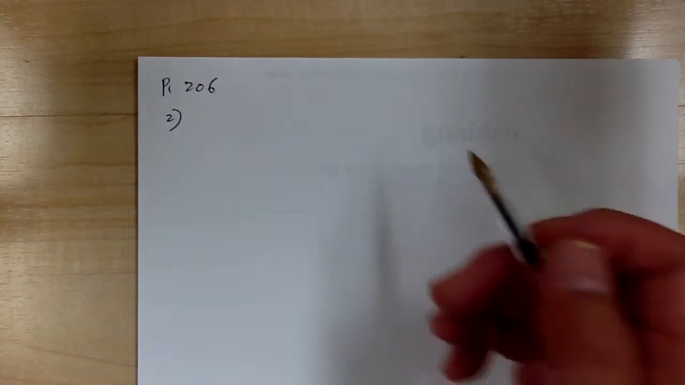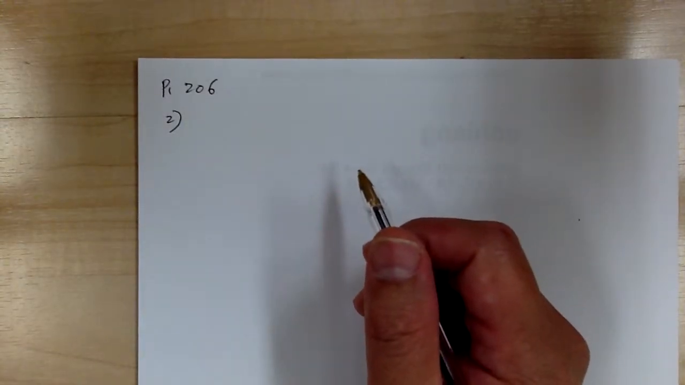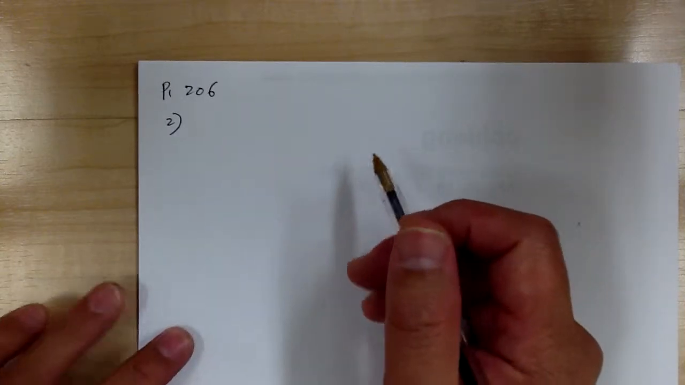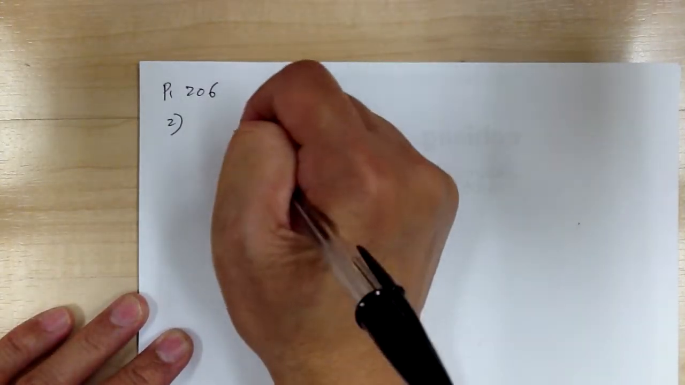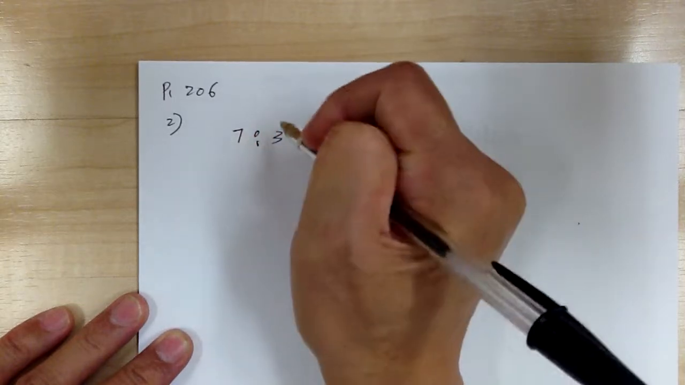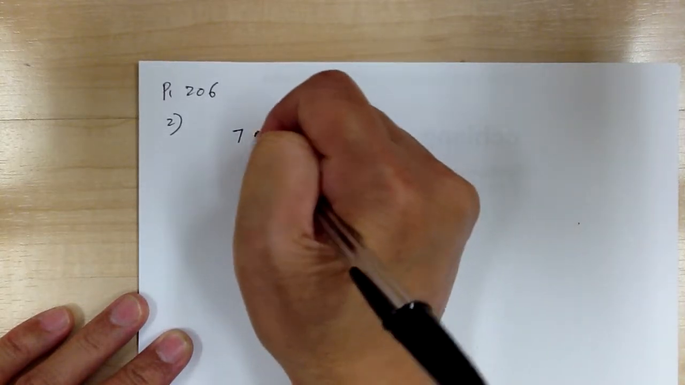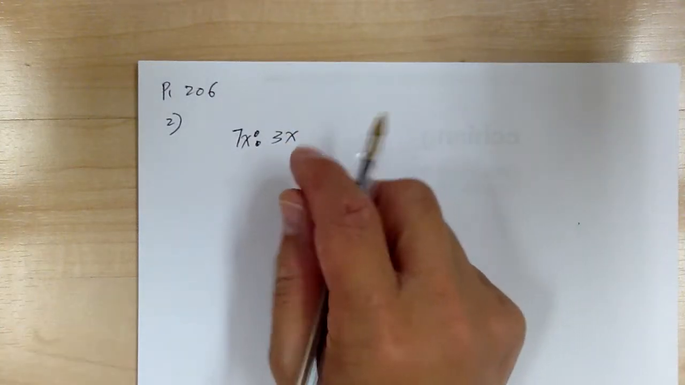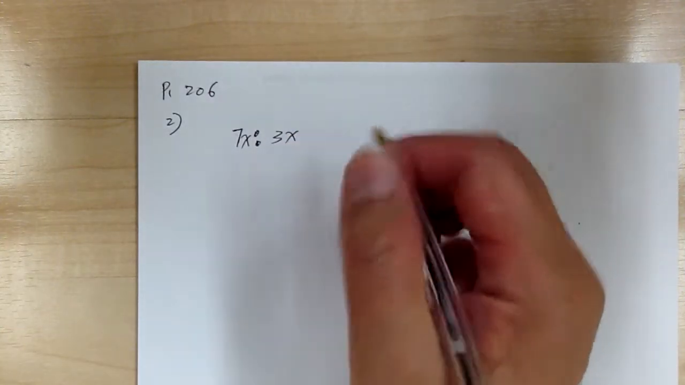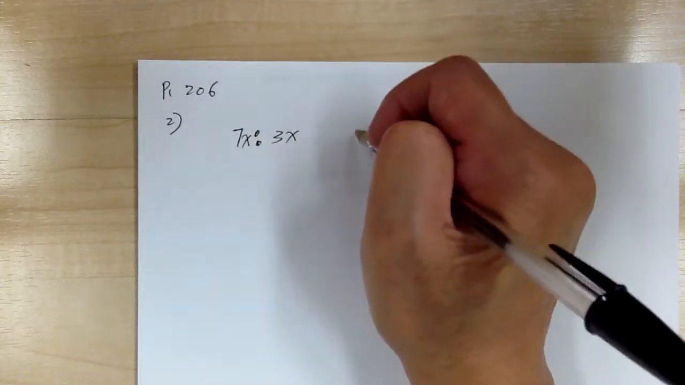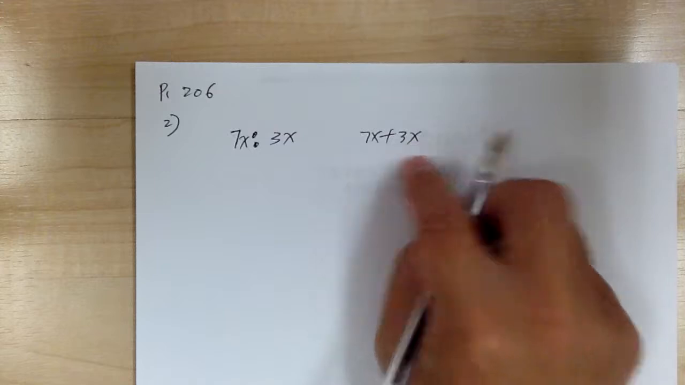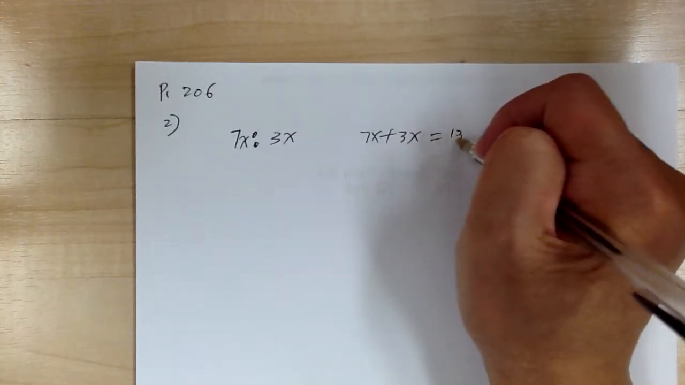Let's go to page 206 and start with number 2. It says two numbers are in a ratio of 7 to 3. So you've got two numbers and the ratio is 7 to 3. Right away, as soon as you see the ratio, you need to put in a multiplier, so that's x. And it says their sum, so that means you add. The sum is 130.